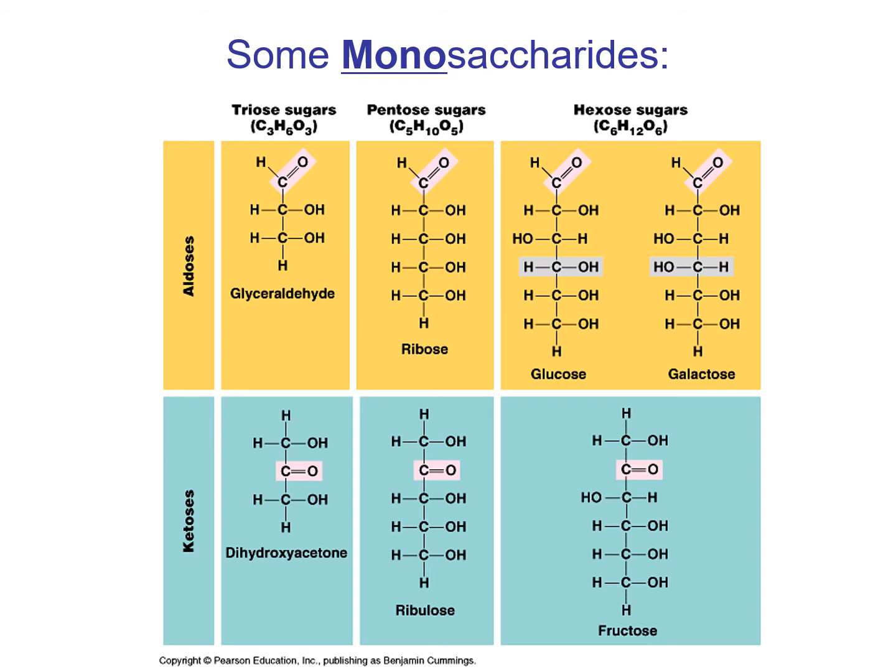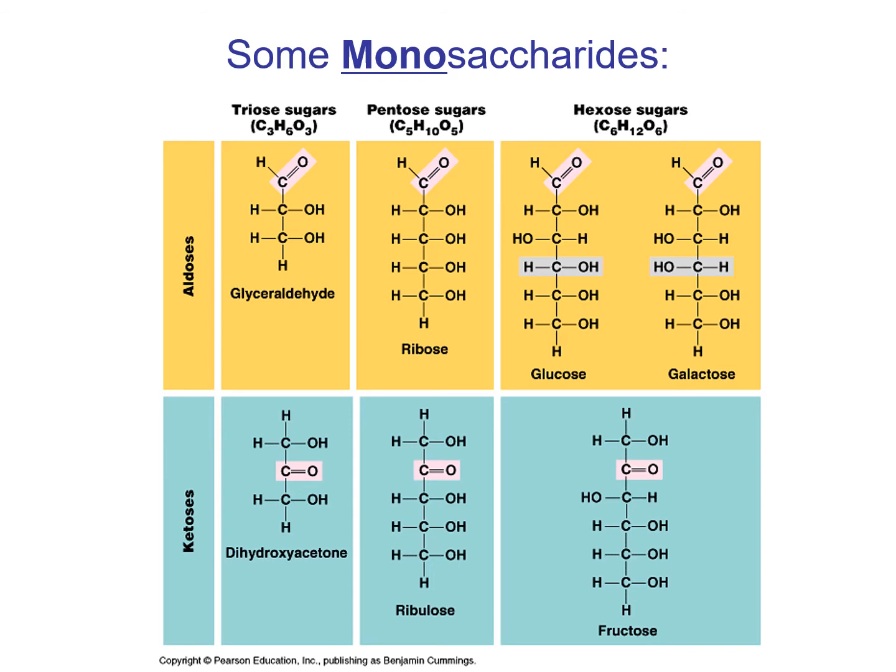So we have some triose sugars that consist of only 3 carbons. We have pentose sugars, which are more common. Ribose you've probably heard of. That is in RNA, ribonucleic acid. Deoxyribose is very similar, and that's found in DNA. And then we have the hexose sugars, which are things like glucose and galactose and some of the other sugars you're more familiar with. Notice down the bottom we have ketone versions of that.